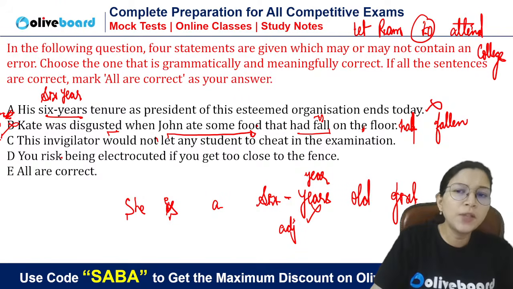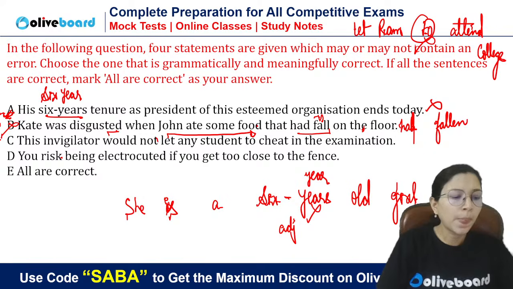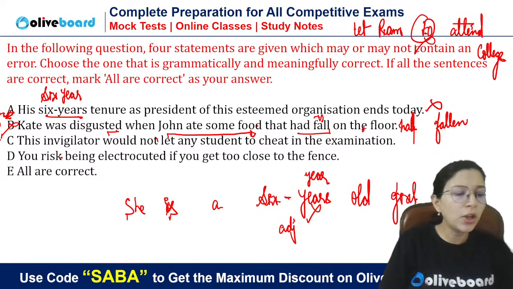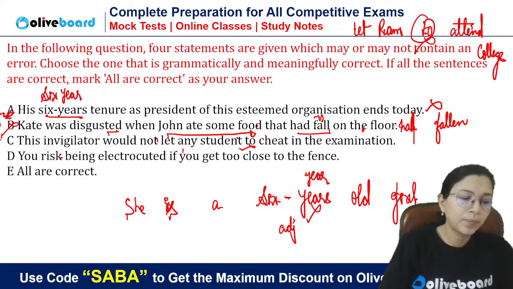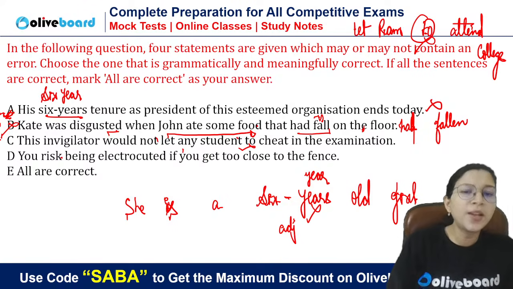Let is followed by to plus V1 or bare infinitive. Let Ram to attend college or let Ram attend college. Let me go. Let me come. So let any student to cheat or only cheat. The invigilator would not let any student cheat in the examination.